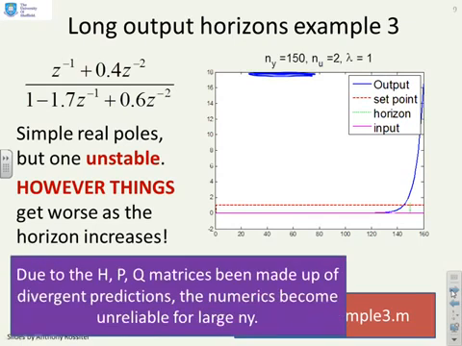And there's a little comment down here at the bottom. Because the HP and Q matrices have been made up of divergent predictions, the other problem you're going to get is the numerics will become unreliable for large NY.